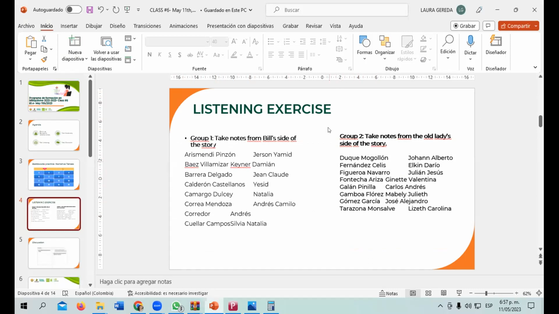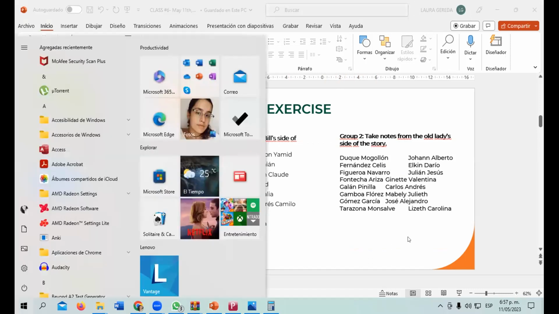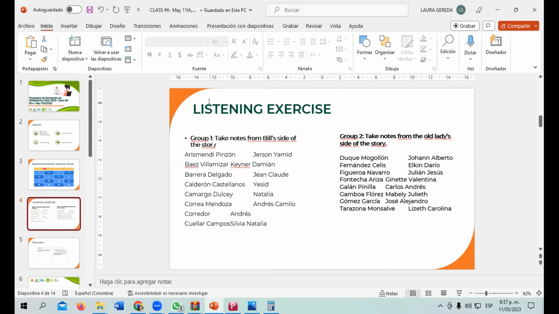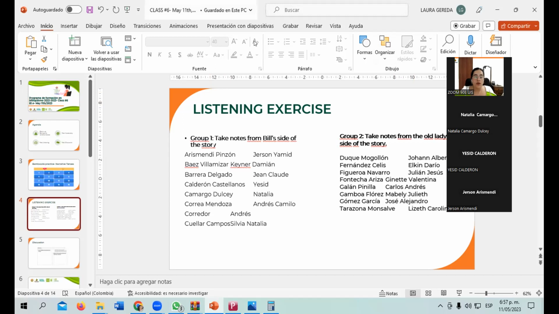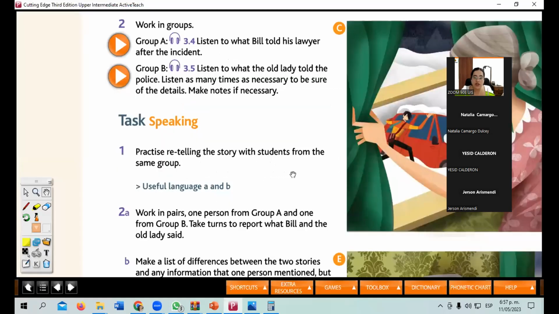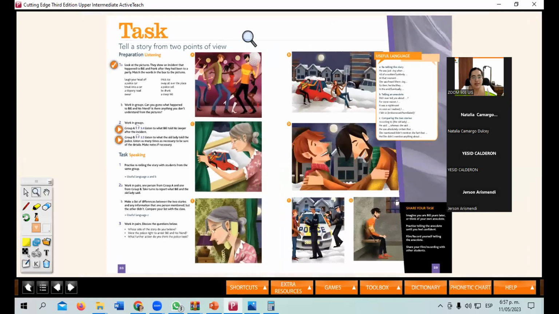So the idea here is for you to compare your notes and maybe complete your notes if necessary, okay? Maybe the other students got some information that you didn't. So these 10 minutes you will use just to complete your notes and for you to be ready for the next part of the task, okay? So do you understand what we have to do now in the next 10 minutes?